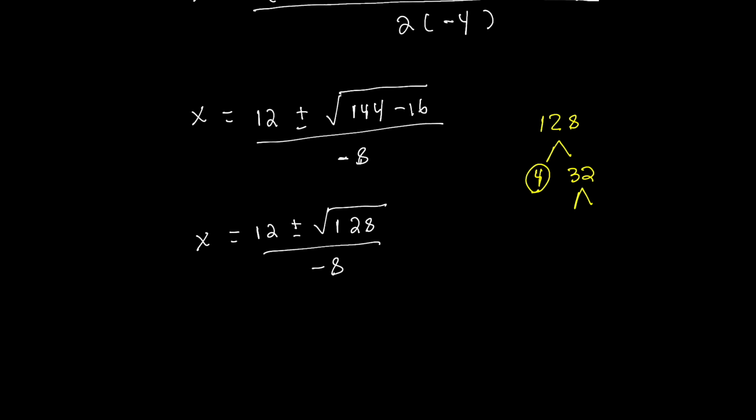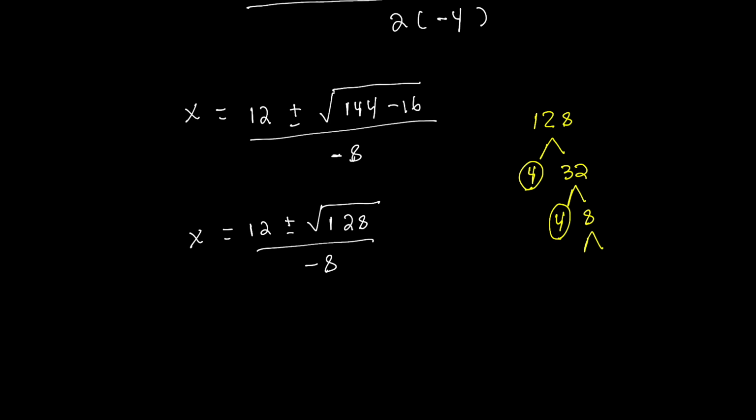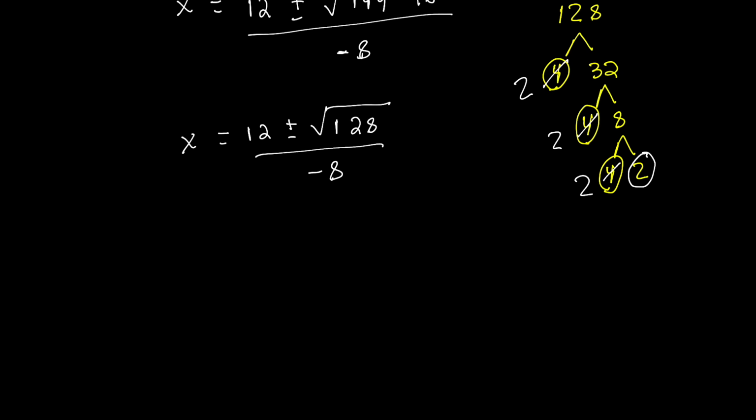4 is a perfect square. 32 is the same as 4 multiplied with 8. 4 is another perfect square. And then 8 is the same thing as 4 multiplied with 2. 4 is a perfect square, and then the 2 is a prime number. So here, the square root of 4 is 2, the square root of 4 is 2, the square root of 4 is 2. So these three values are going to be the values that are going to be outside of the radical.